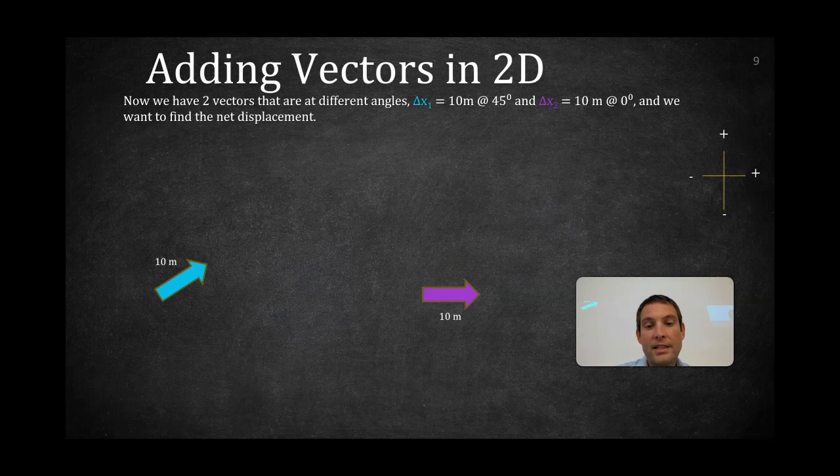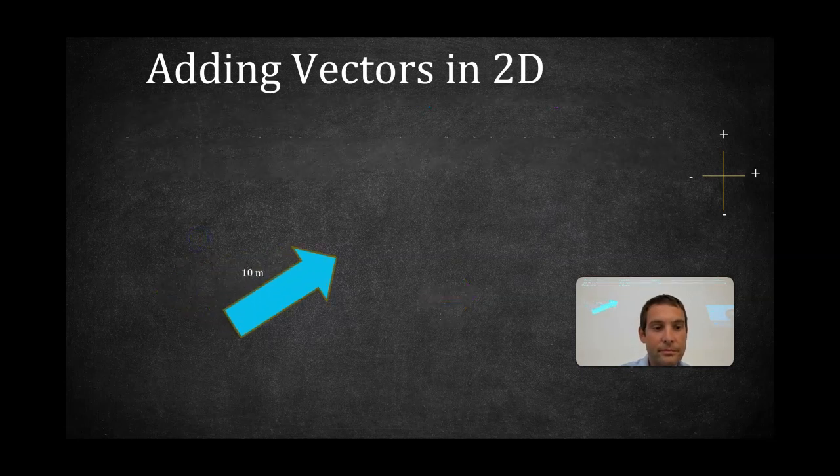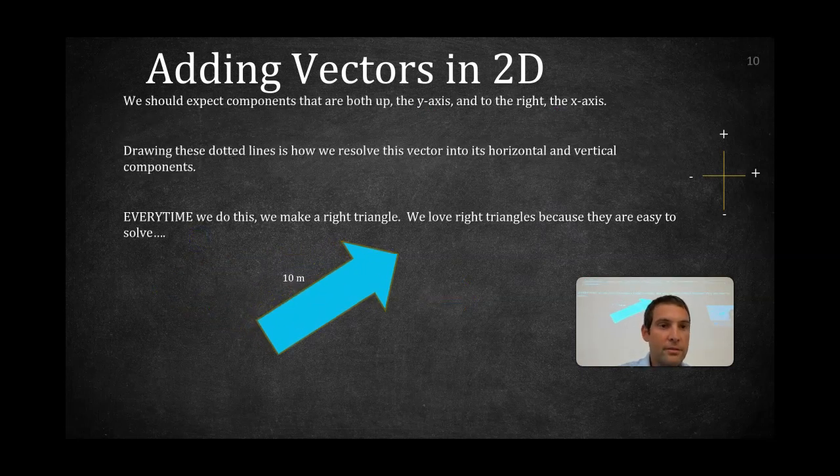Let's say we want to find the net displacement of these two vectors. Because vector 1 is at an angle and vector 2 is not, we have to resolve vector 1 into pieces that make it up. These are called components. Vector 1 is going to go to the right and up, so we should expect the components to go up and to the right. Closer look.